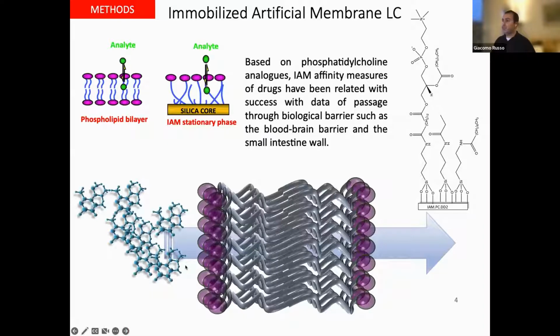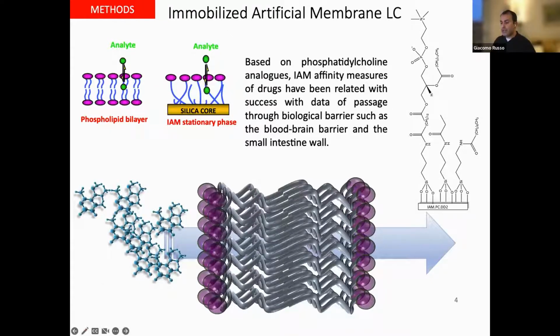IAM, immobilized artificial membrane, phases are essentially based, as I said, on phosphatidylcholine. However, to increase the stability of these phases, an endcapping is typically performed on the aminopropyl moieties. In the IAM-PC DD2, which is a marketed column by Regis Technologies, this endcapping is performed with propionic and decanoic anhydrides. It is done to increase the durability of the column and to reduce possible hydrolysis problems.